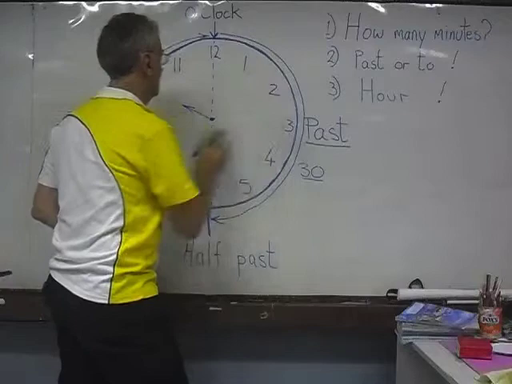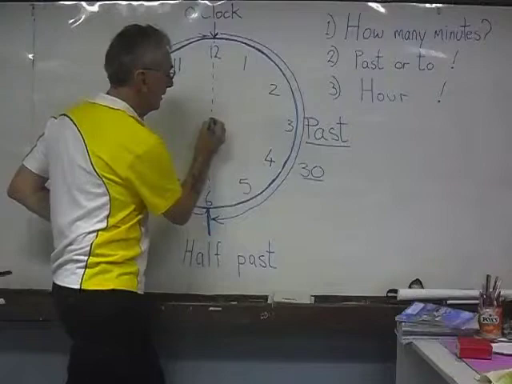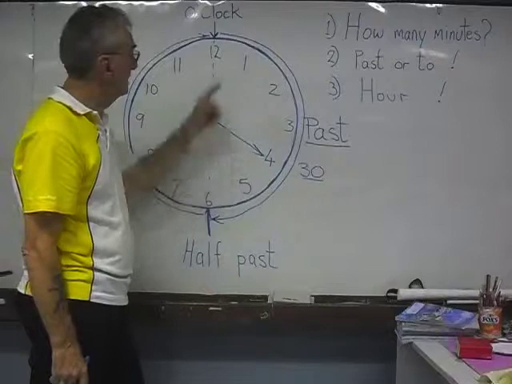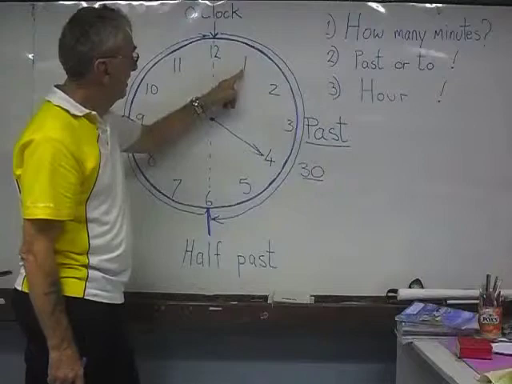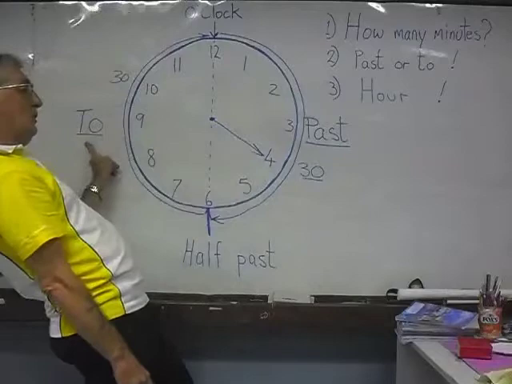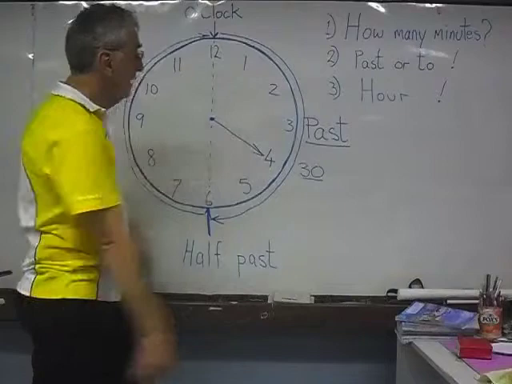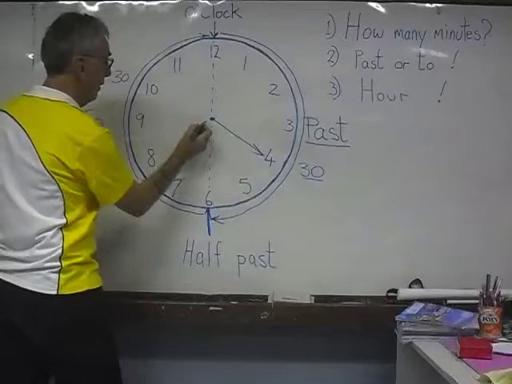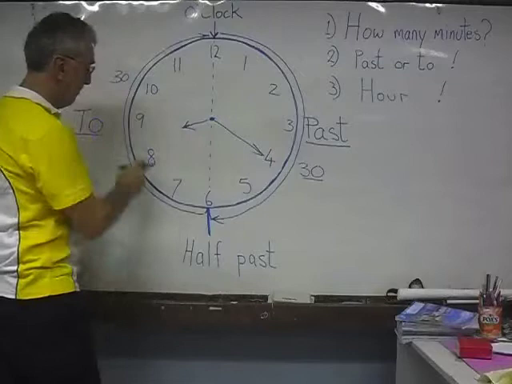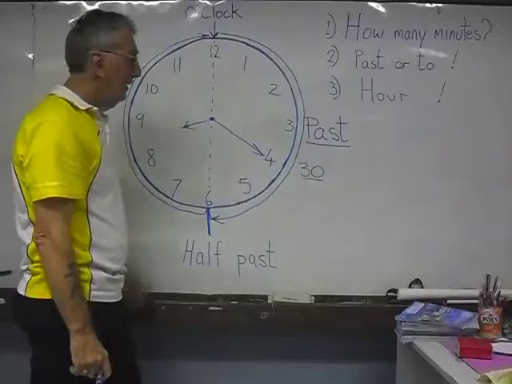Let's do another exercise and tell me. How many minutes? 5, 10, 15, 20. 20 minutes. To or past? So it's past. 20 minutes past the hour. What hour? Last question. What hour? 20 minutes past 8. So we have 20 minutes past 8.